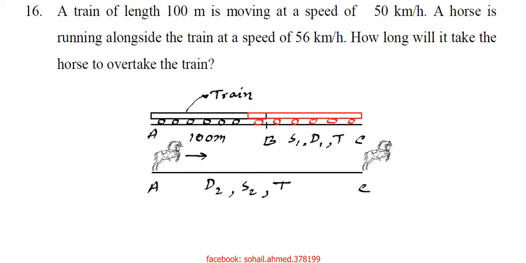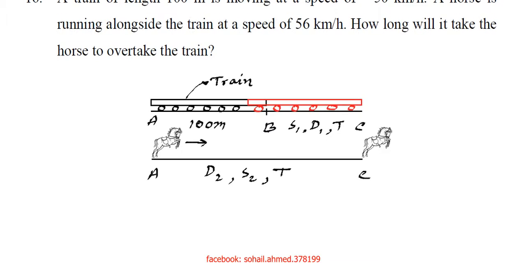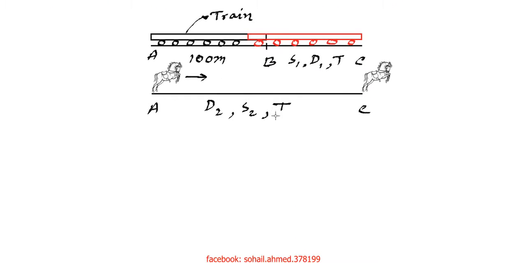At the same time, a horse starts from A. It overtakes the train at point C. So it travels d2 distance. Its speed is s2, that is 56 km per hour, and it also took the same time t. We have to find this time. Now, obviously here d2 minus d1 is 100.